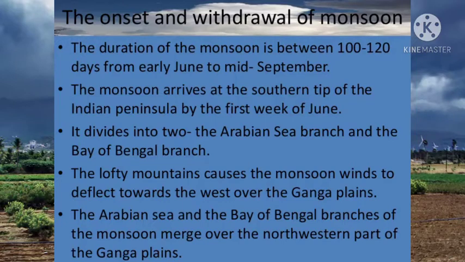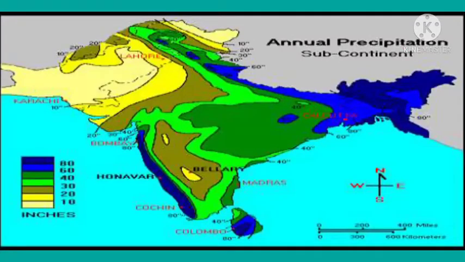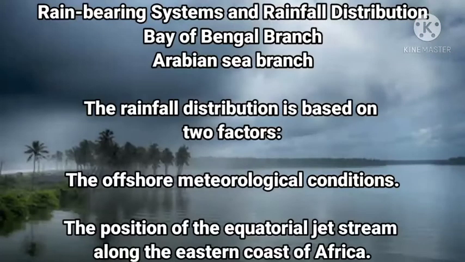If we talk about the rain bearing system and rainfall distribution, there are two rain bearing systems in India. First are the tropical depressions which originate in the Bay of Bengal or further east in the South China Sea, causing rainfall over the plains of North India. Second is the Arabian Sea current or the southwest monsoon which brings rain to the west coast of India.